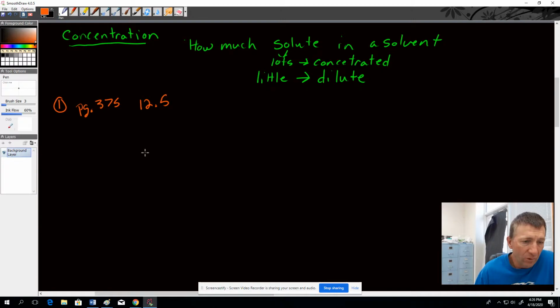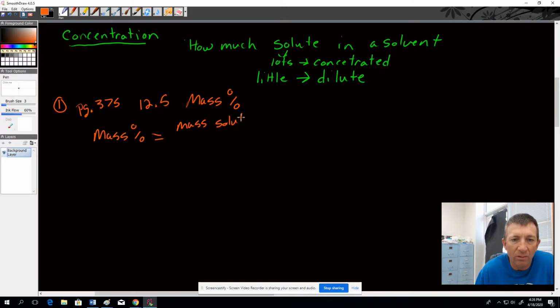First of all, to do concentration, the first one is mass percent. To do mass percent of a solution, mass percent equals the mass of the solute divided by the mass of the whole solution. Not just the solvent, the whole solution. And then we times it by 100%.